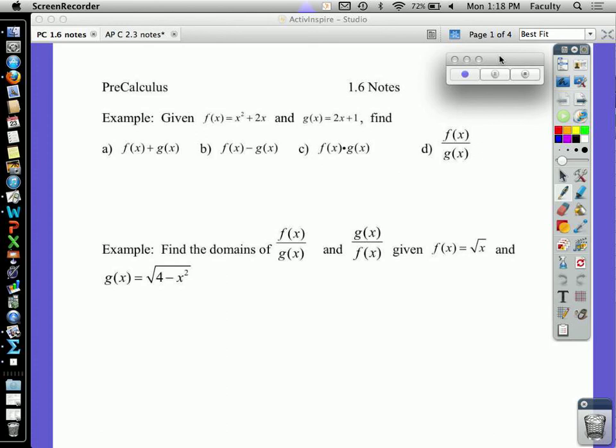In the first example, it says you're given f of x equals x squared plus 2x and g of x equals 2x plus 1. This is a review from Algebra 2, and I want to give you a head start, and I want you to do A, B, C, D on your own on that one.